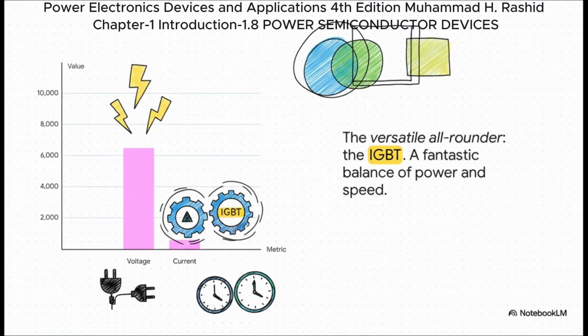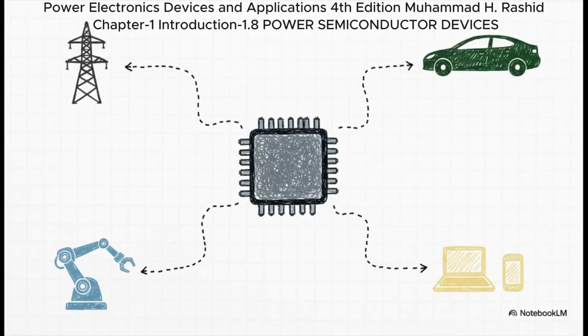It can handle significant power, 6,500 volts, 600 amps, while still switching at pretty high speeds. And this incredible versatility is why you find IGBTs just about everywhere. Okay, awesome. We've met the device families, we get the whole power versus speed trade-off. So now let's do the fun part. Let's connect this all to the real world and see where these different tools are actually being used.